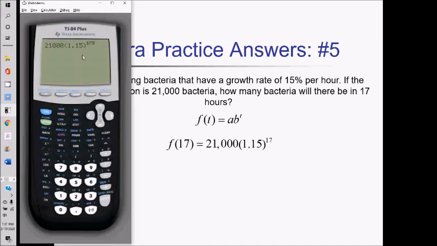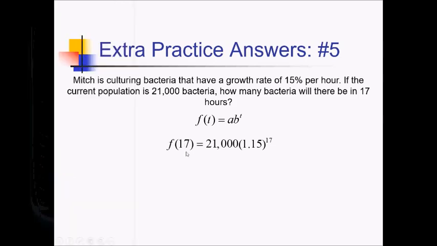So here we go, plugging all this into the calculator. And it looks like that's going to come out to, wow, 225,987 bacteria if we round off. 86. Let's round that up to 87.